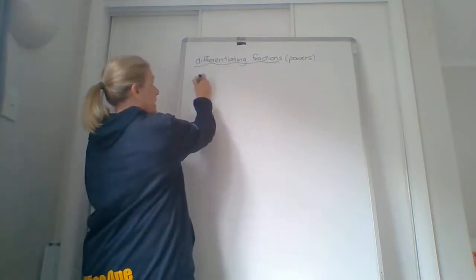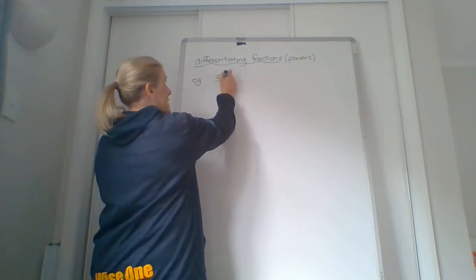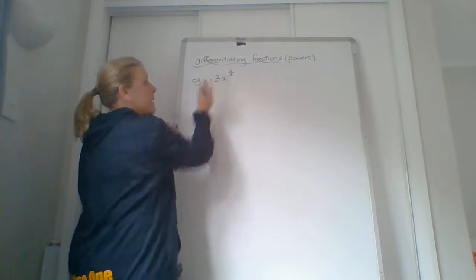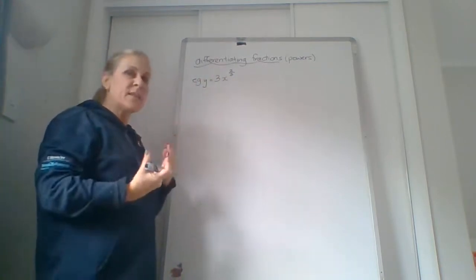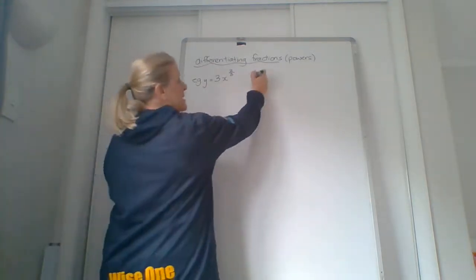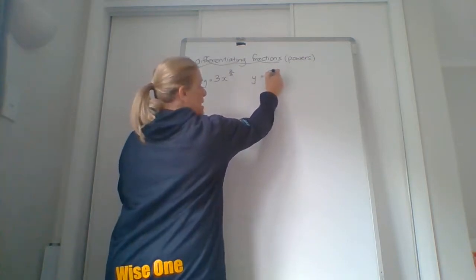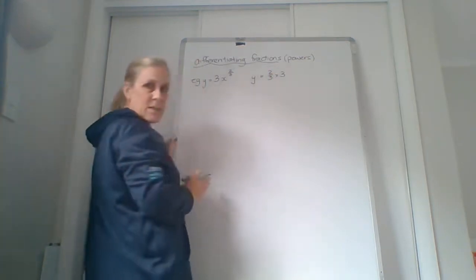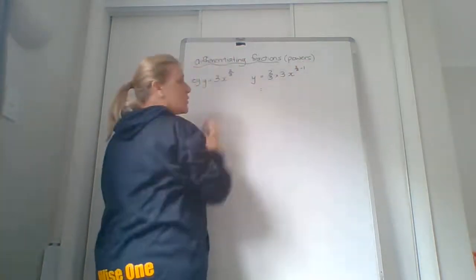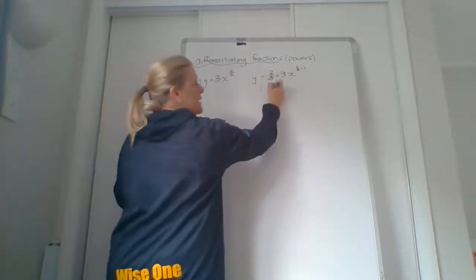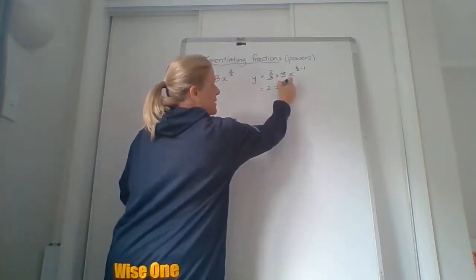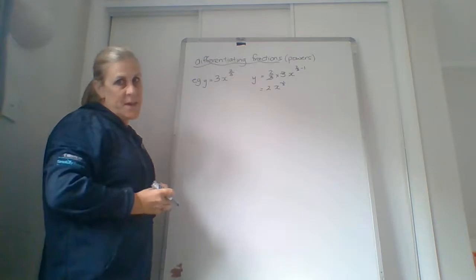So if you have something like 3x to the power of 2 over 3, let's say that's equal to y. And we want to differentiate that. We're still using that same thing that I've told you: take the power, multiply by it, and decrease the power by 1. So in this case, we'd take the power, which is 2/3, and multiply by that. And then 2/3 minus 1. So 2/3 times 3 is 2, and 2/3 take away 1 is negative 1/3. And you can leave it like that, that's fine.